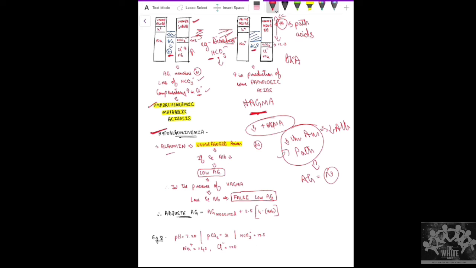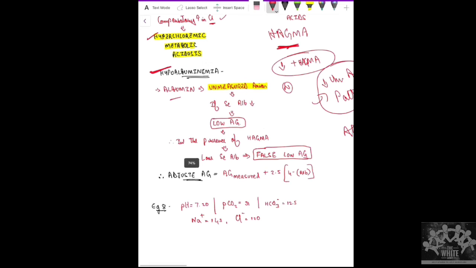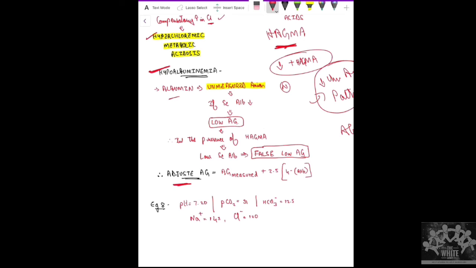So in order to prevent these false low values, we use one more formula called the adjusted anion gap. So what is it? Anion gap measured plus 2.5 into (4, which is the normal level, minus the albumin level). In order to avoid a false low anion gap, we use the adjusted anion gap in case of hypoalbuminemia.